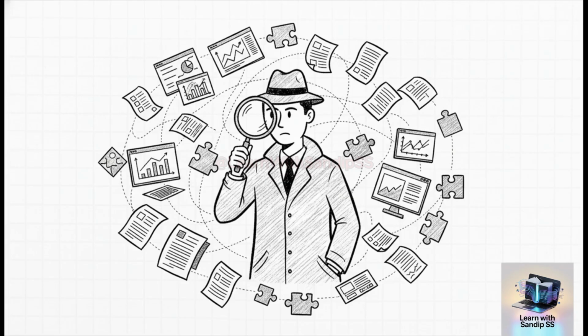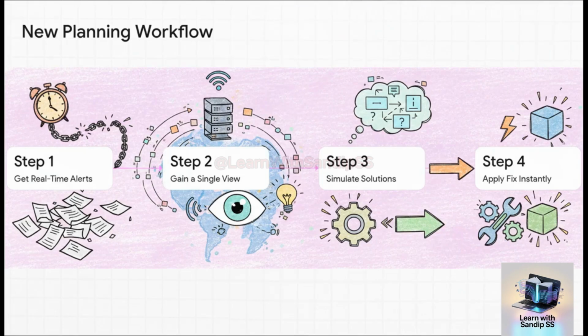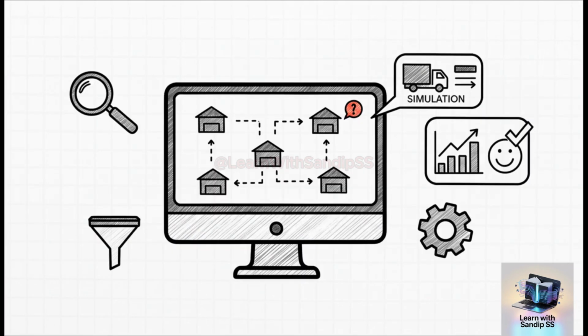It's a losing battle. Now, with the new tools, like the Monitor Material Coverage app, that whole detective story just disappears. It's all streamlined into one place, like a command center. You get an alert the second there's a problem. You see everything you need on one screen. You can even test out a fix, simulate it, and if it works, you click a button and it's done. Instantly. I mean, this new toolkit is a total game changer.